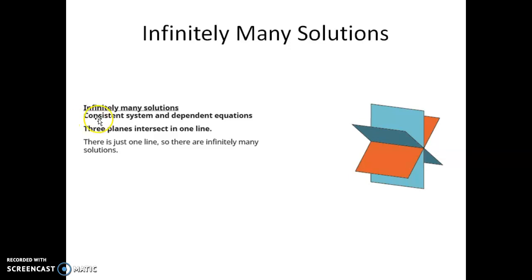And of course, this is what we call a consistent system because there is a solution, but we have dependent equations because there are more than one.